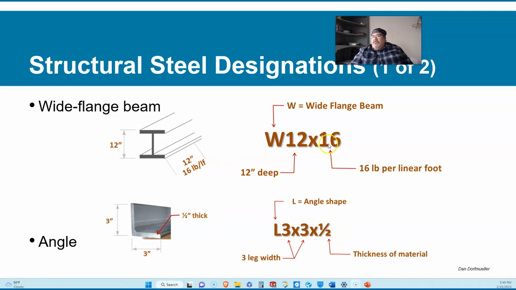So when we look at the designations, W 12 by 16 is telling me that it's a 12-inch wide flange by 16 pounds per lineal foot, whereas L3 by 3 by 1/2 is telling me the leg width. This is the leg of the angle iron. It's got two legs, 1 and 2. So leg 1 is 3 inches, leg 2 is 3 inches, and its thickness is 1/2 inch.